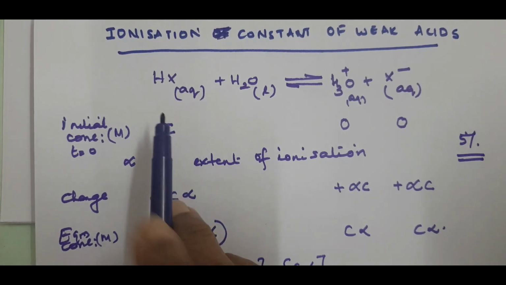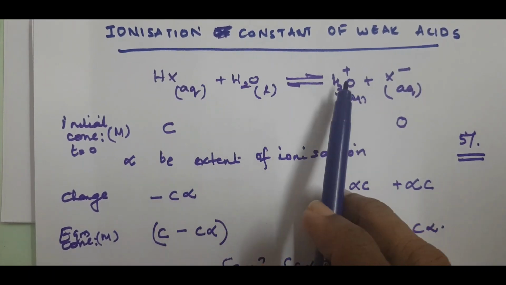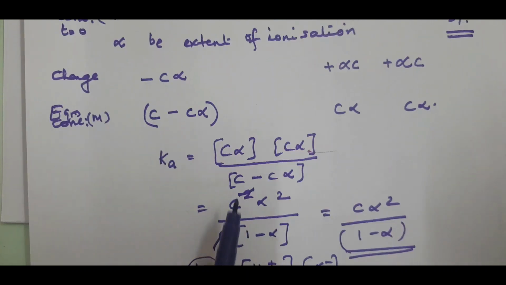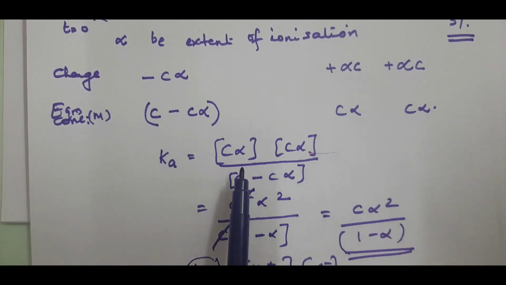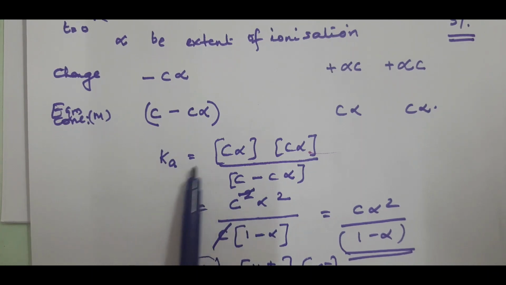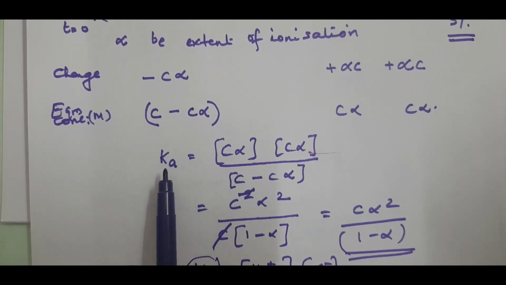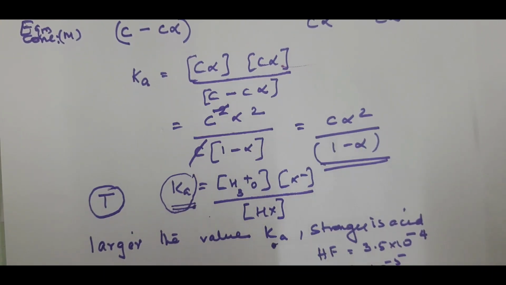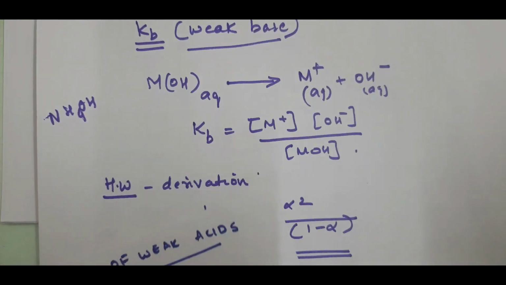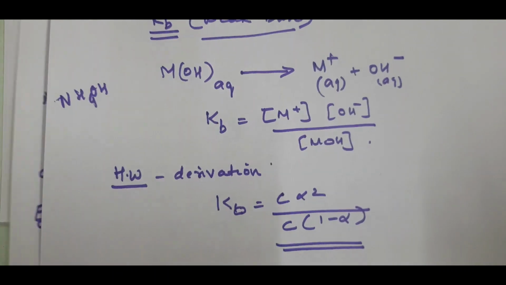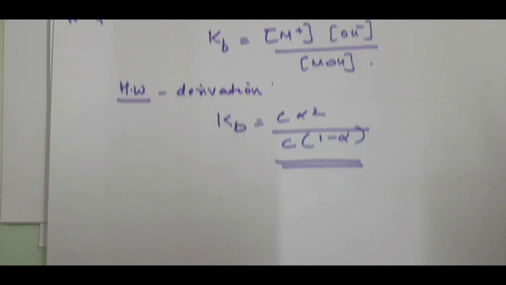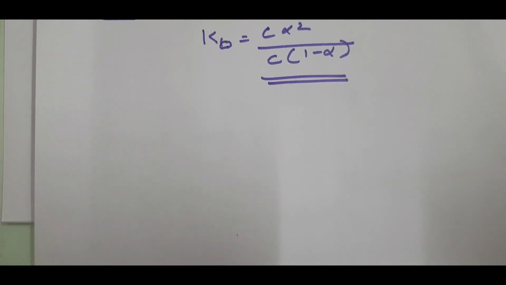You have to write like this. This is a base plus water giving like this. Then initial concentration, change, equilibrium. Then you have to put these values in the equilibrium constant. But the difference is here we have written Ka; for the base you have to write Kb, and you will get C alpha square by 1 minus alpha. So this you have to get through homework. Clear? Okay. Now we will see what is the relation between Ka and Kb.